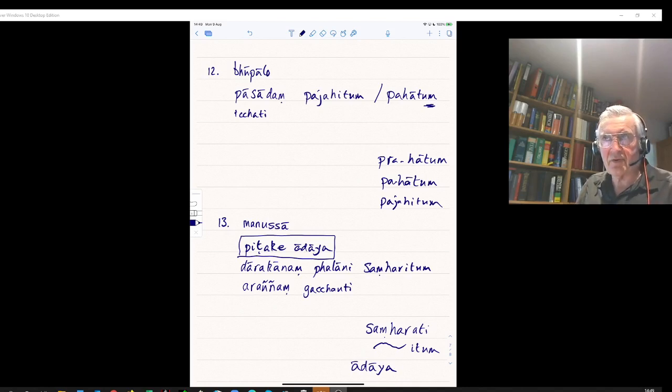having taken baskets. So you don't always have to translate adaya as having taken, if all it means is that they've got baskets in their hands and they're going. You'll often see adaya used like this. You don't need to give it its full verbal translation. So the entire sentence then, manusa pitake adaya darakanam palani samharitum aranyam gachanti.